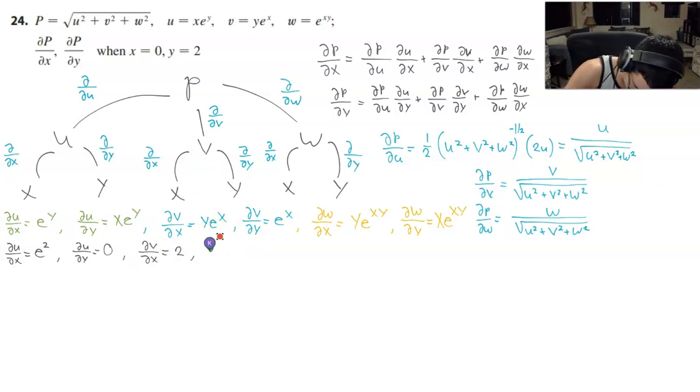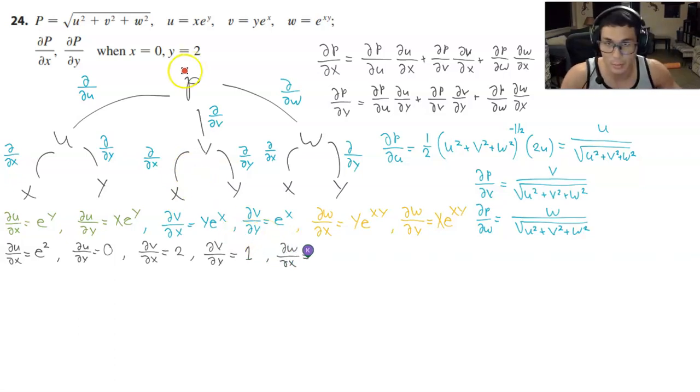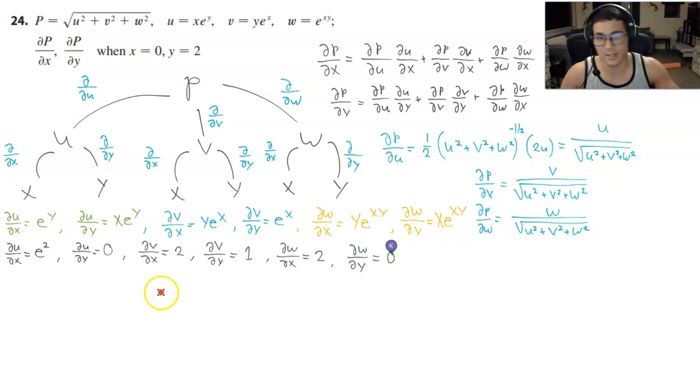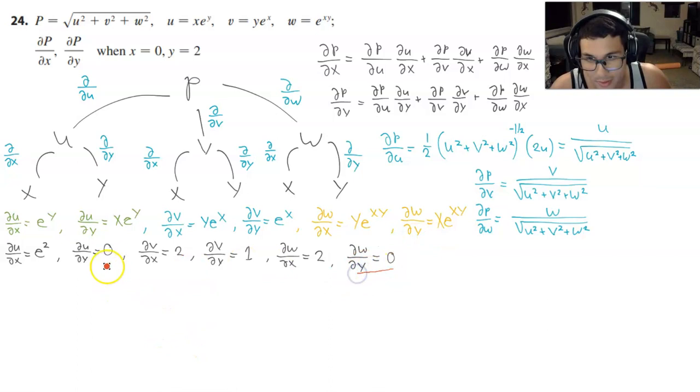If we get dv/dy, which is e to the x, it's just going to be 1. And if we take dw/dx and evaluate it, y is 2, x is 0, so it's just going to be 2. You can see the pattern already, right? And this is just going to be 0. dw/dy is equal to 0. So look at this. There's a 0 here. There's a 0 here.